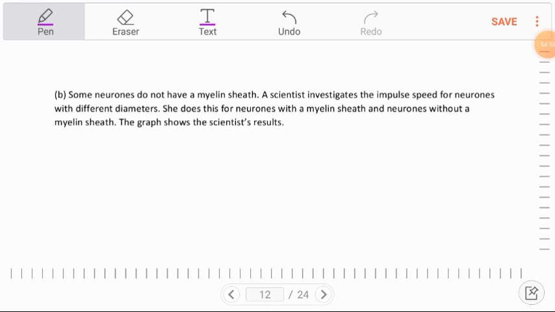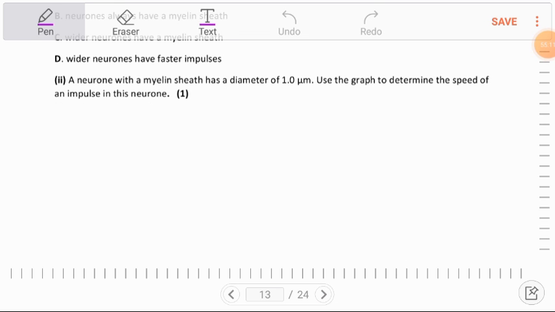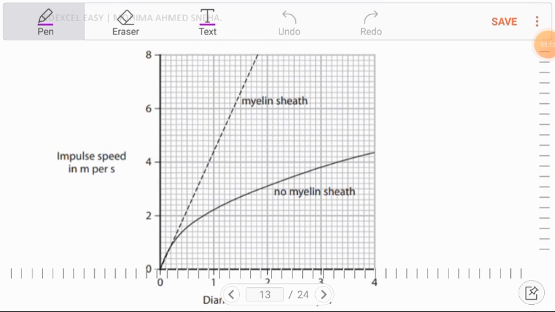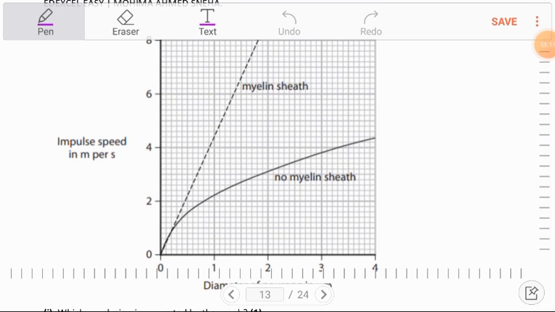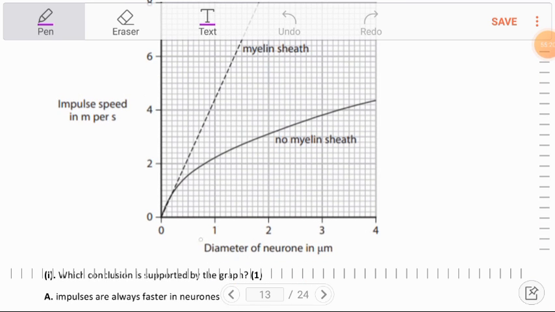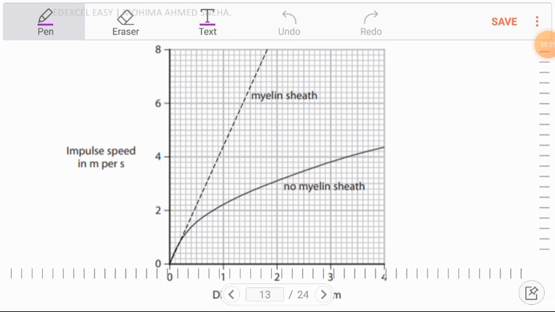Scientists investigate the impulse speed for neurons with different diameters. She does this for neurons with a myelin sheath and neurons without a myelin sheath. The graph represents the scientist's result. So this is the graph. The y-axis represents the speed of impulse, and the x-axis represents the diameter of the neuron in micrometers. They have investigated two types of neurons: myelinated neuron and non-myelinated neuron.